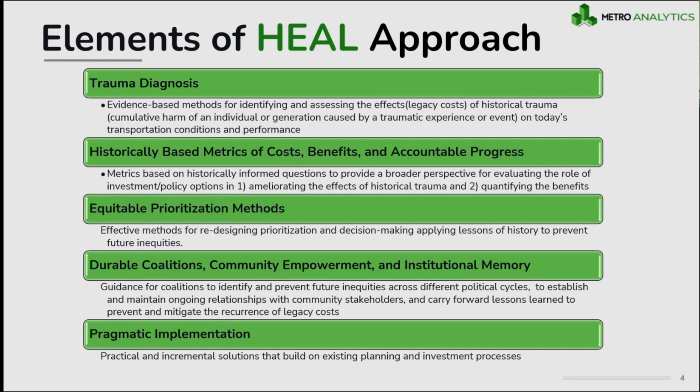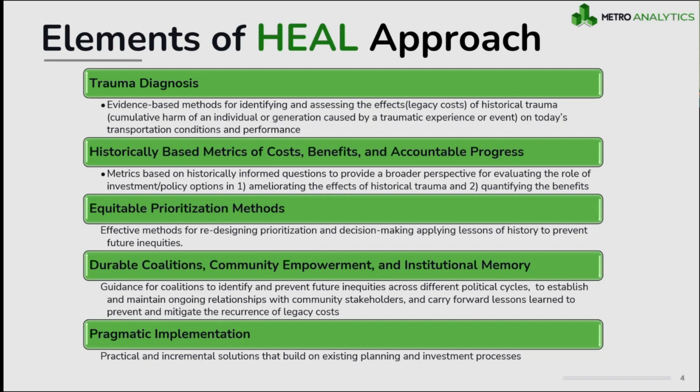How can we diagnose that trauma? By looking at the culture in the historical archive. Historically based metrics of cost, benefits, and accountable progress. In many cases, in choosing what to measure, it's often been based on what data we have instead of what the actual experience of the community has been. So by constructing an archive, we can pose historically informed questions about what it means to perform and what it means to get better. And we can actually benchmark things that maybe we didn't think we could benchmark before.